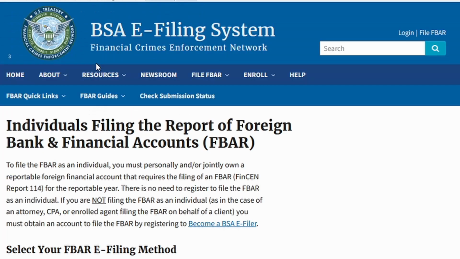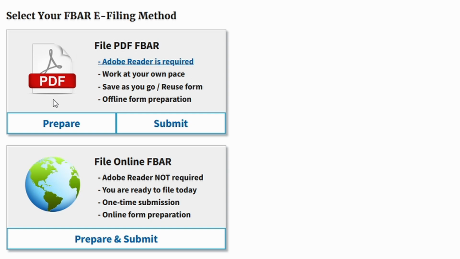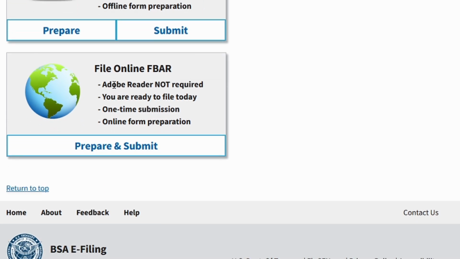File FBAR now. There's two ways to file, with PDF or online. With PDF, you can save it and go back and upload it later. With online, you cannot. But I've been doing this for 10, 11 years now, and PDF has given me problems every single time. If you don't have the proper Adobe Reader and the special reader that you can attach a signature to, it's all kinds of hassles I've experienced. So I do the online FBAR filing.